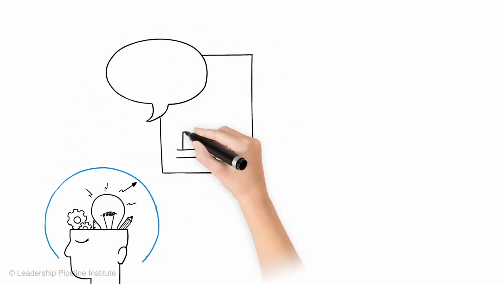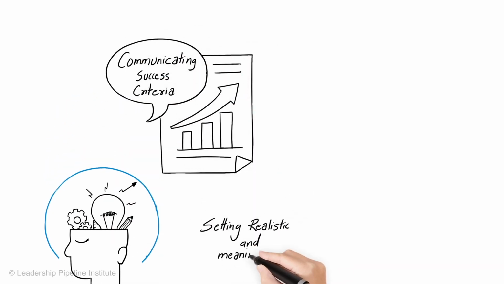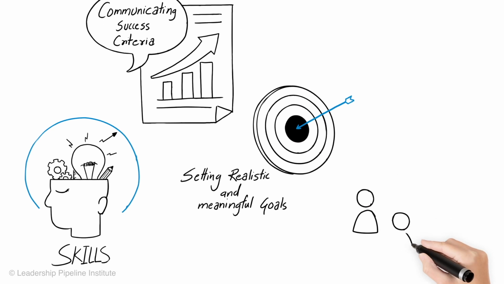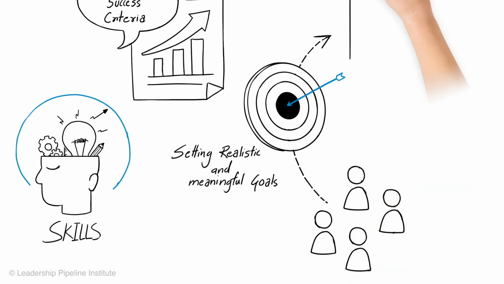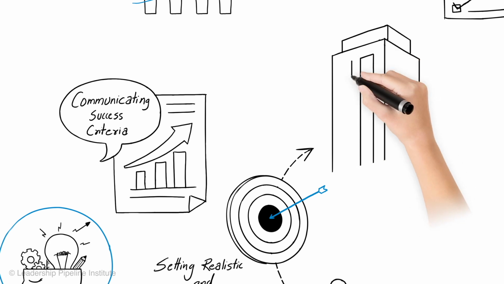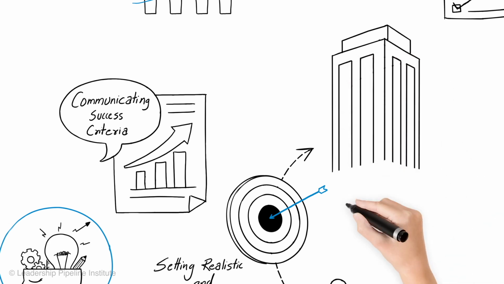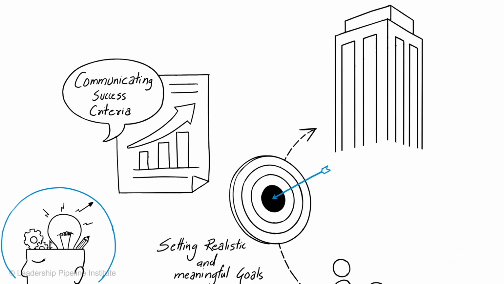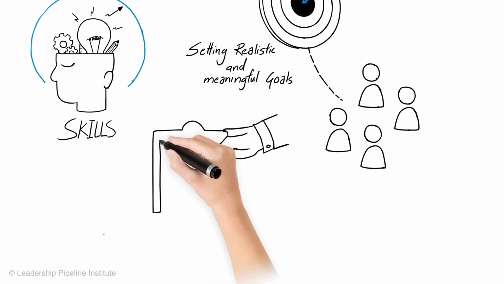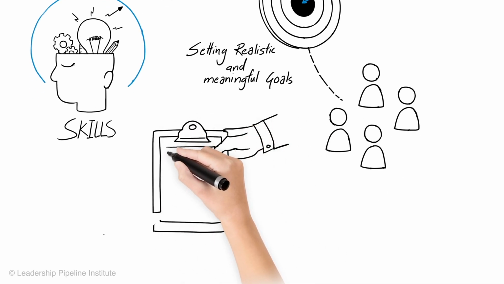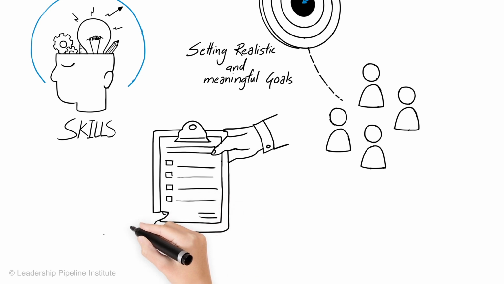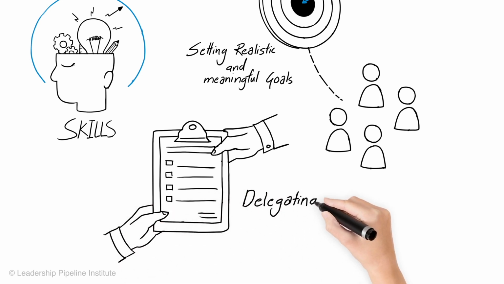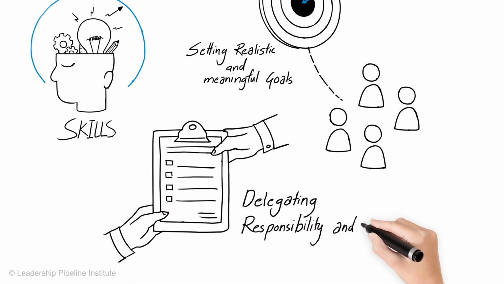Skills. Independent of your context, there are some fundamental leadership skills that you need to acquire. You need to be able to communicate success criteria and set goals that are realistic and meaningful. Your direct reports must have significant motivation for achieving their goals, and a clear understanding of how they tie into overall goals for the organization. Furthermore, you must develop good skills in delegating.